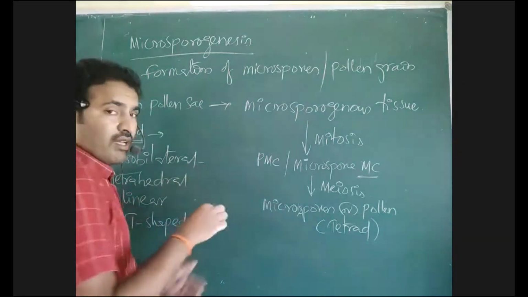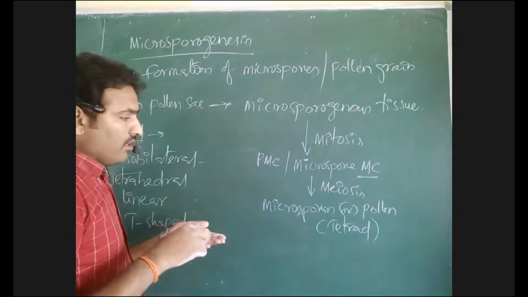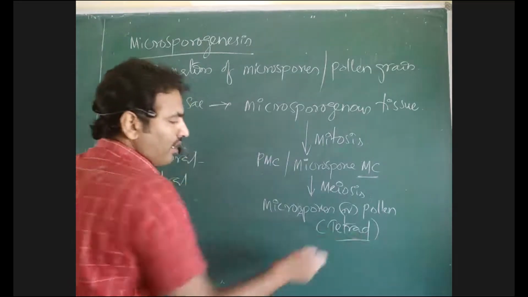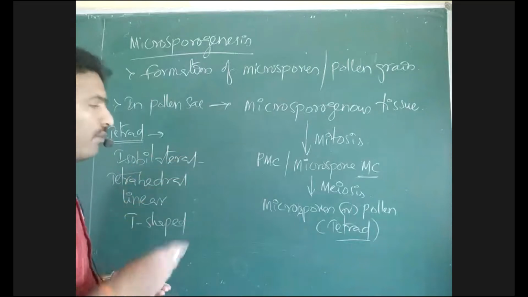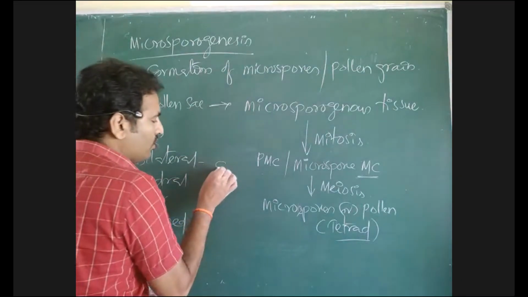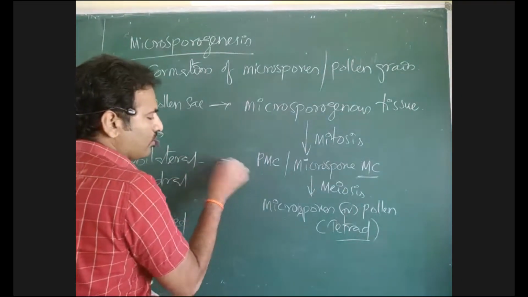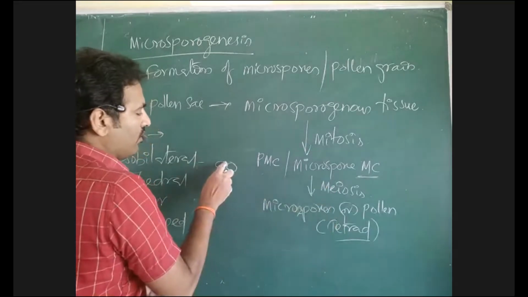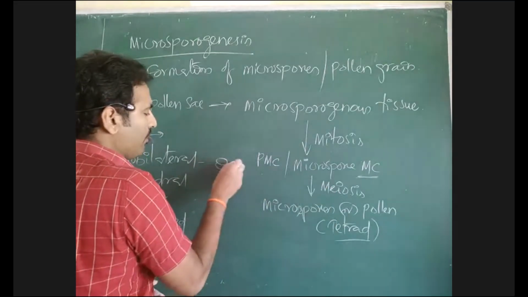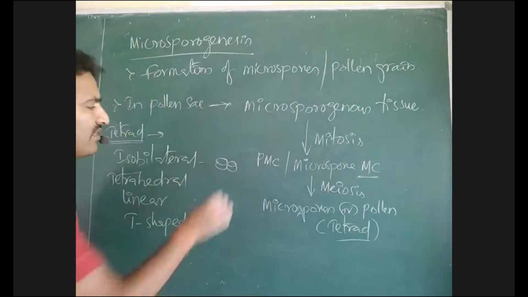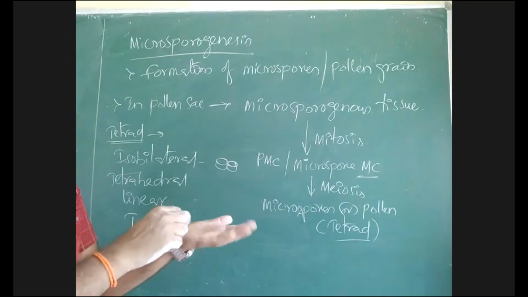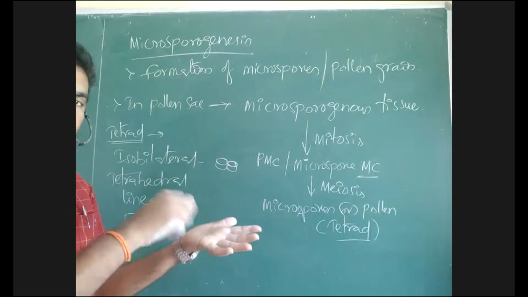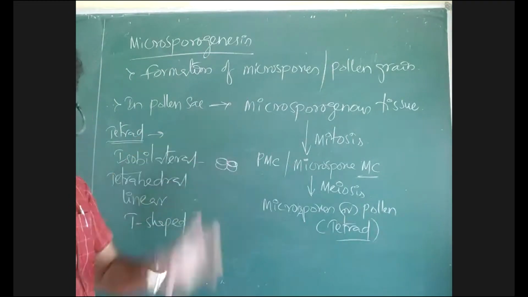Isobilateral means there is formation of a tetrad with an equal number of cells on the lower and upper surface. That means two spores are formed on the lower surface and upper surface. That means cell on another cell, like that 4 cells are formed. Two cells are here, and on each cell there is another cell. That is isobilateral.